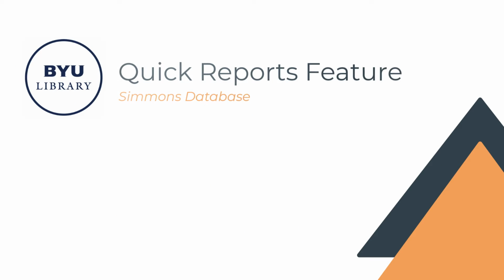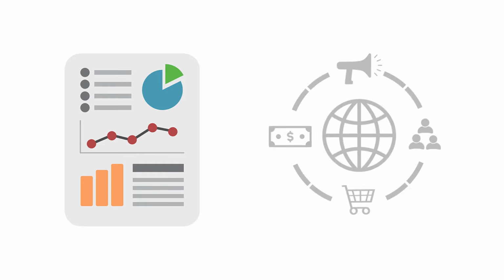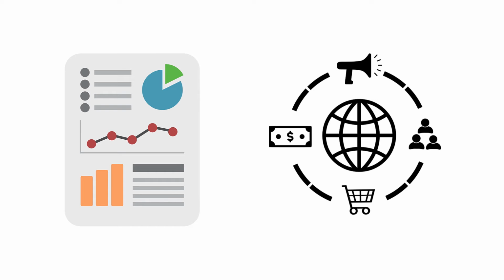In this tutorial, I'm going to show you what Simmons can do through its Quick Reports feature. Simmons is a useful tool that provides access to relevant consumer data through the yearly surveys they conduct. One way this data can be used is to find information about your target consumers to better advertise to them.